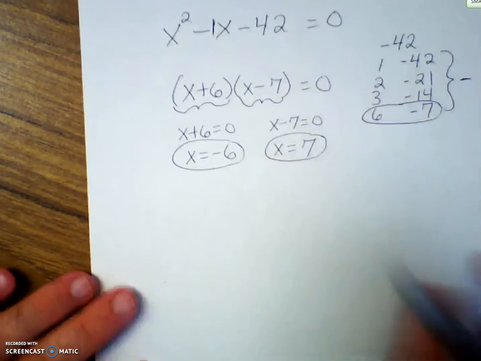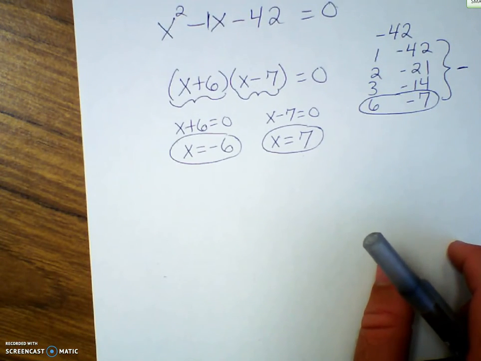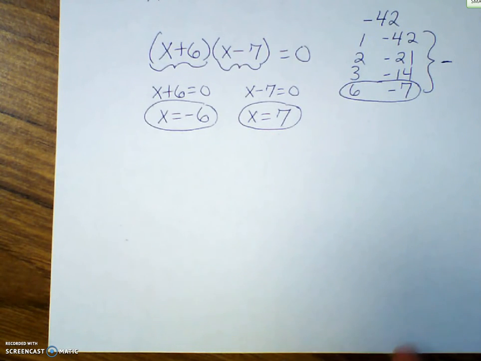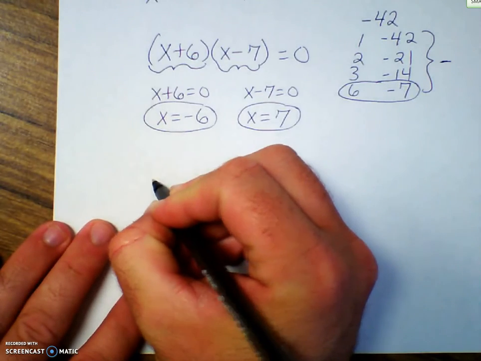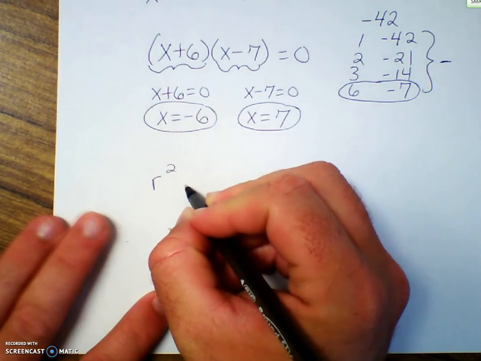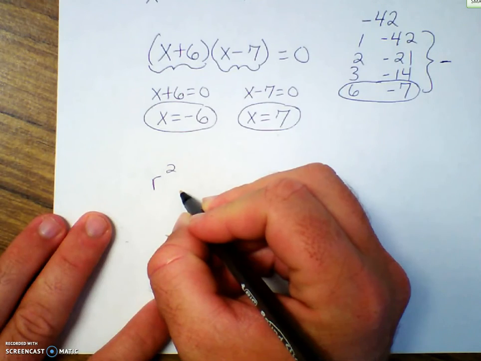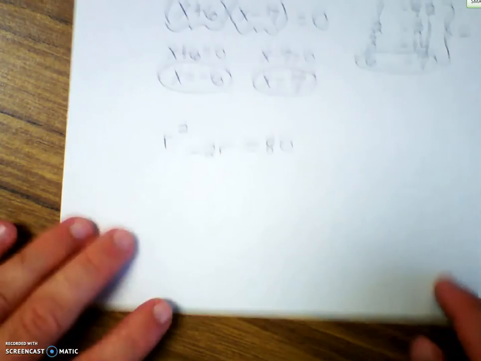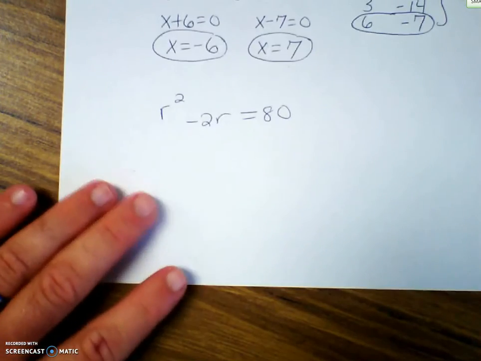All right, last example, and then I'll let you all try these. It'll be the last video of the day. Let's do one that's not set equal to 0. Let's do this one. Let's do r squared minus 2r equals 80. Doesn't matter if you're using r's, x's, or y's, it makes no difference.